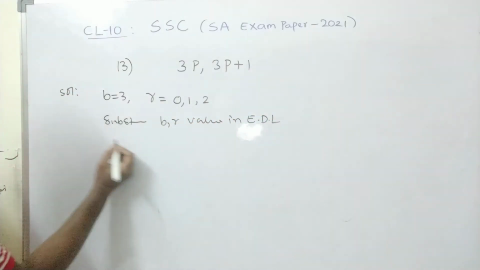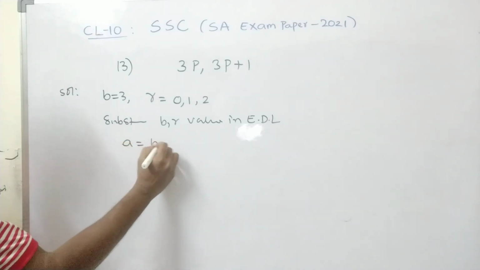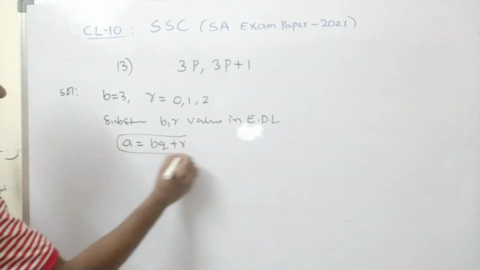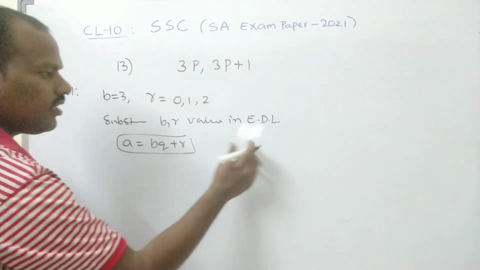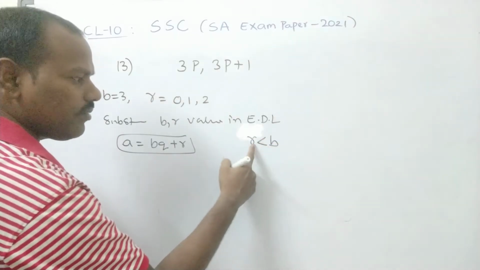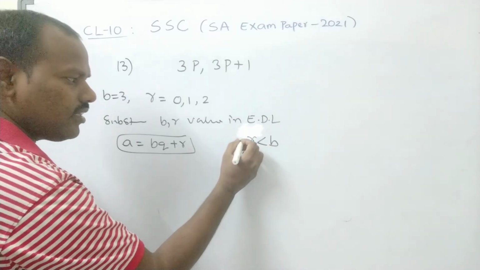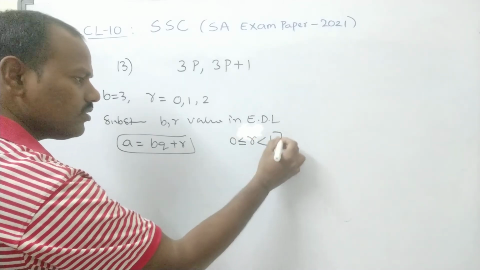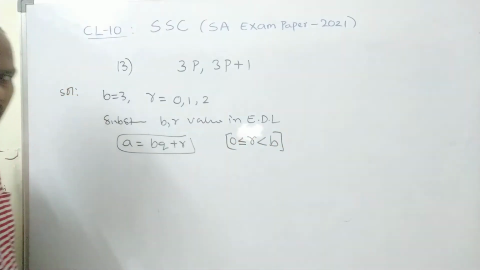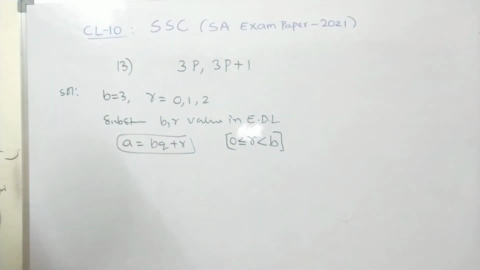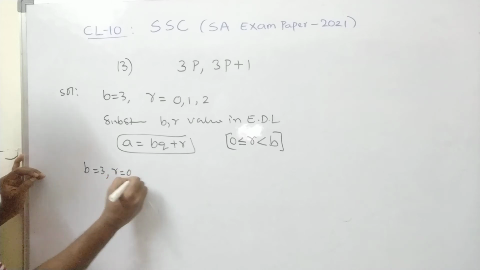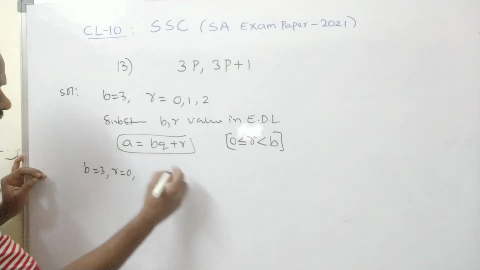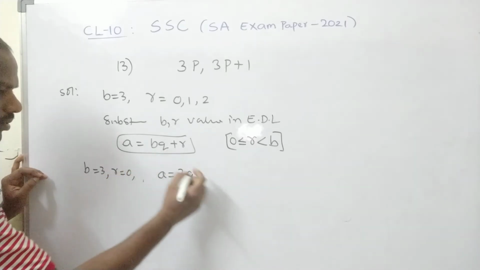Okay. So what is Euclid division lemma? A is equal to BQ plus R, where 0 is less than or equal to R, and R is less than B. The remainder should be less than the divisor and should be greater than or equal to 0. So this is the condition. Now I am substituting B, R values. If B is equal to 3, R is equal to 0, A is equal to 3 into Q plus 0.